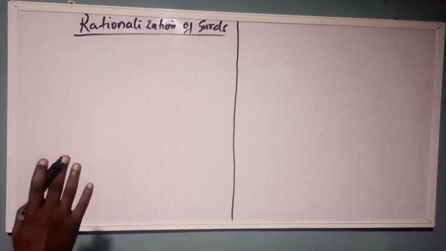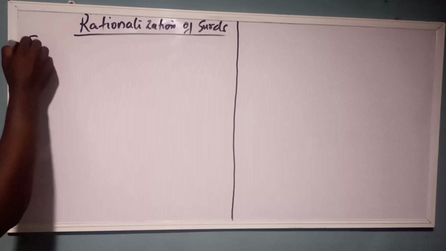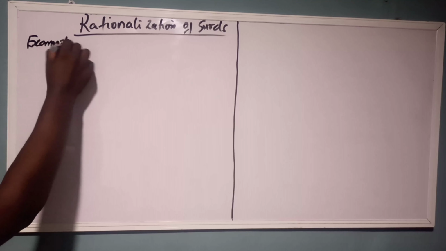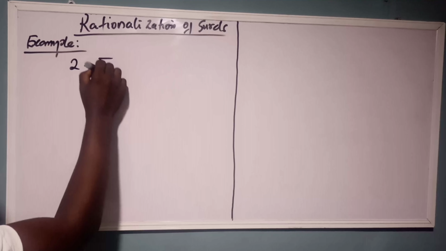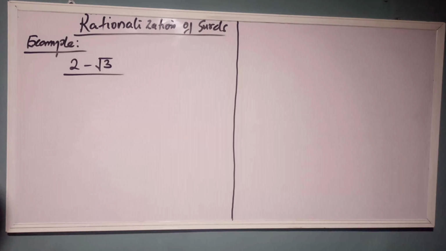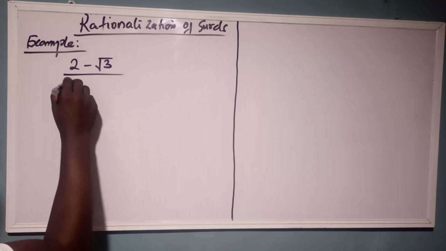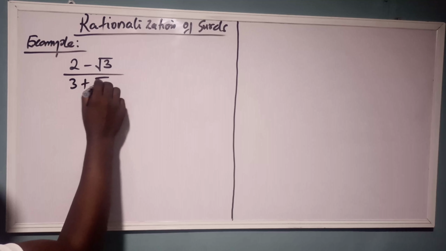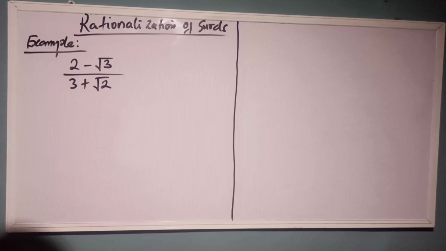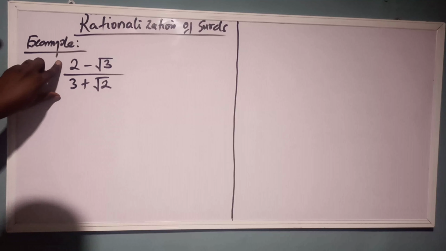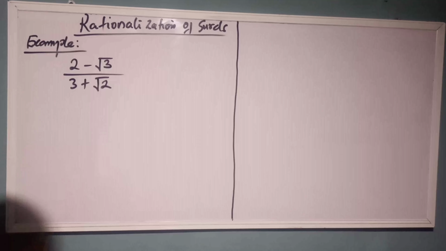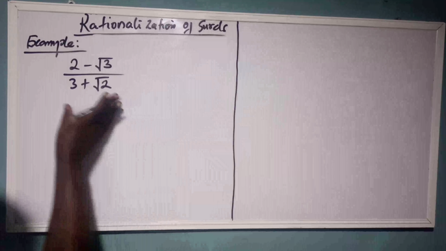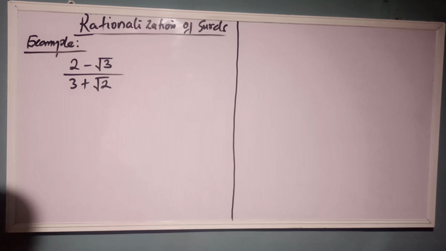Okay, so let's say we have a question. Example, the question says 2 minus root 3, all divided by 3 plus root 2. Now, this kind of surds, before you are able to solve them successfully, you must do what we call rationalization of the denominator. So in this case, since we have a surd here, we'll rationalize the surd.